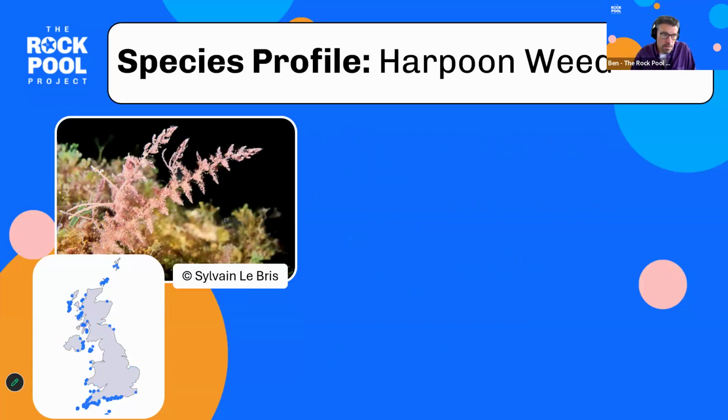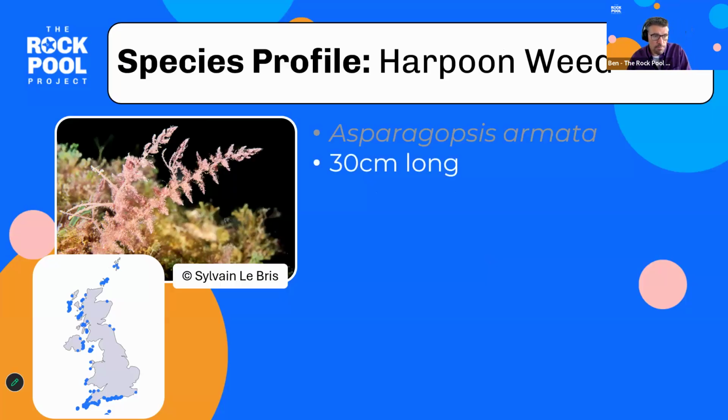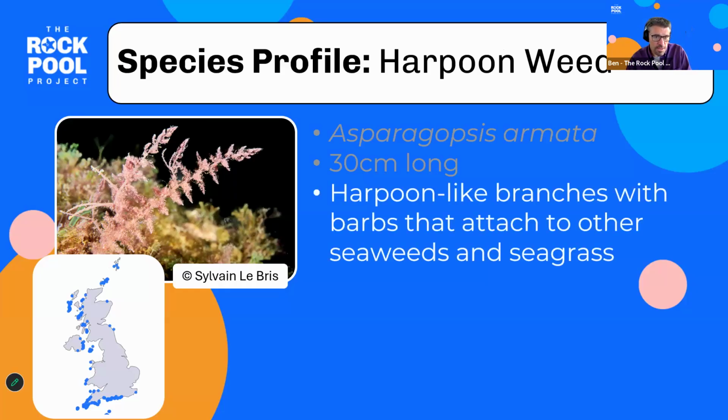Harpoon weed is next. This is a species which is very common down here in the southwest, but has spread elsewhere. It's closely related to Bonnemaison's hookweed that we saw before. It's in a different genus though, so it's Asparagopsis armata is the scientific name. It gets pretty big, up to 30 centimeters long. And the key distinguishing feature are harpoon-like branches.